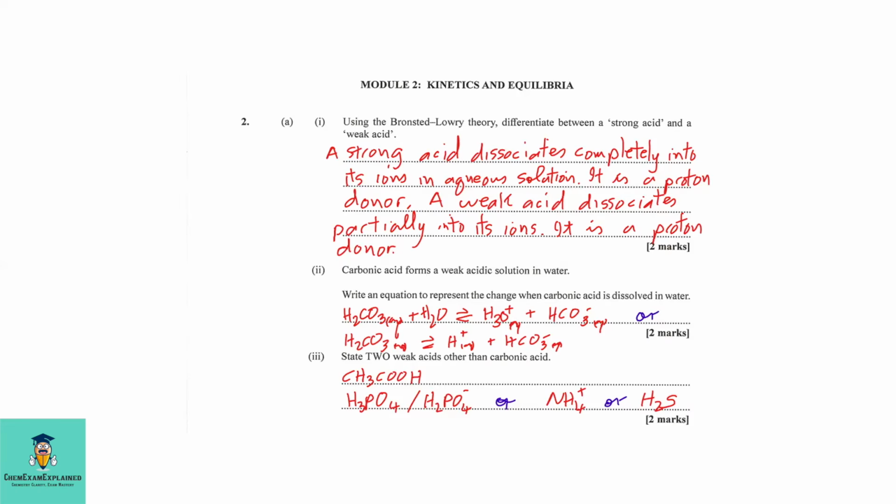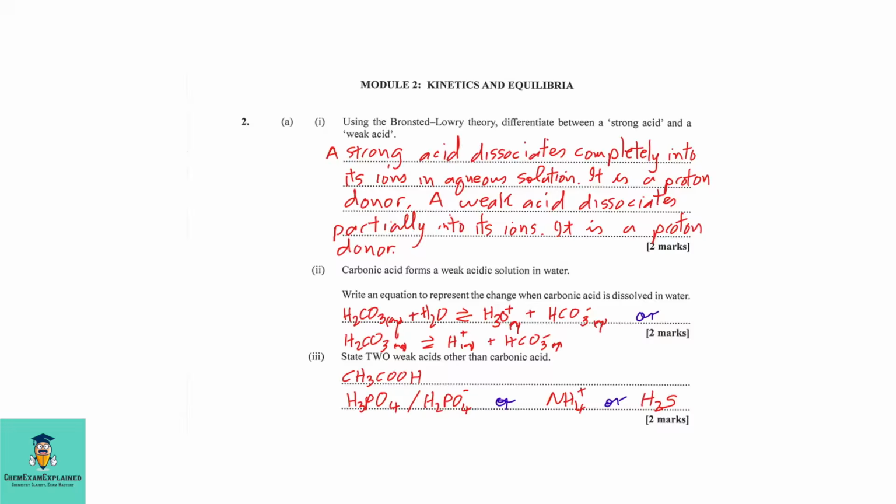2A Part 1. Using the Bronsted-Lowry theory, differentiate between a strong acid and a weak acid. A strong acid dissociates completely into its aqueous ions. It is a proton donor. A weak acid dissociates partially into its ions. It is also a proton donor.